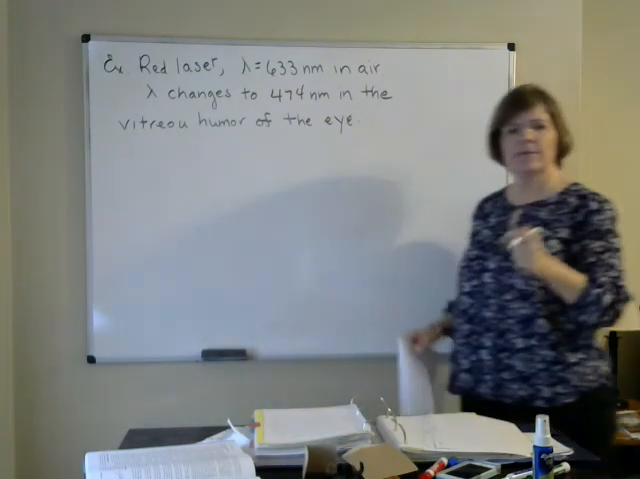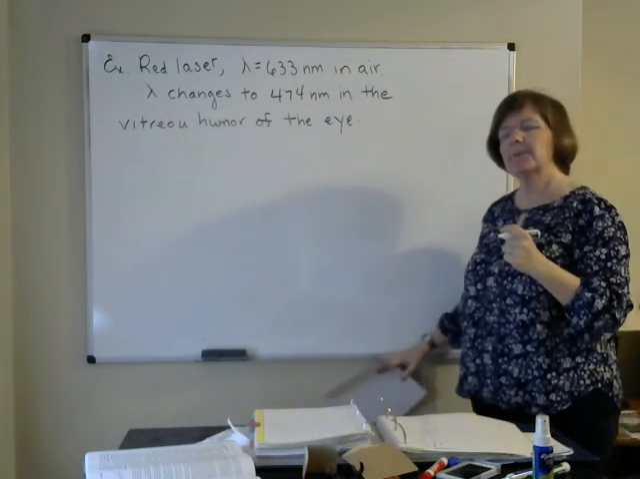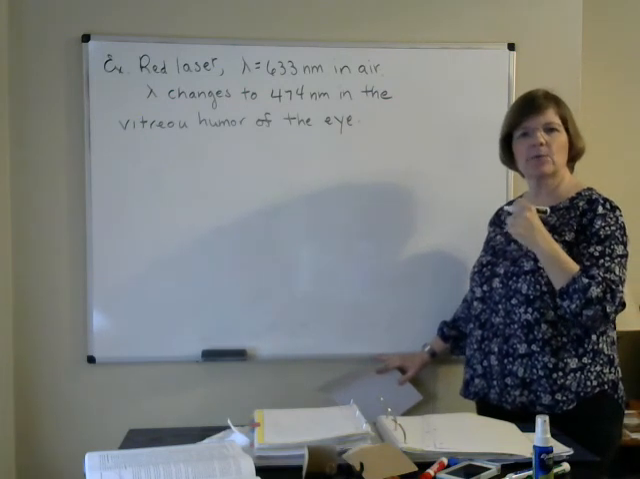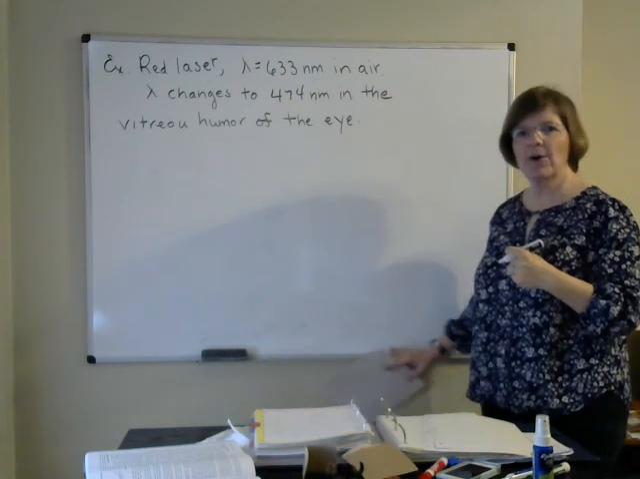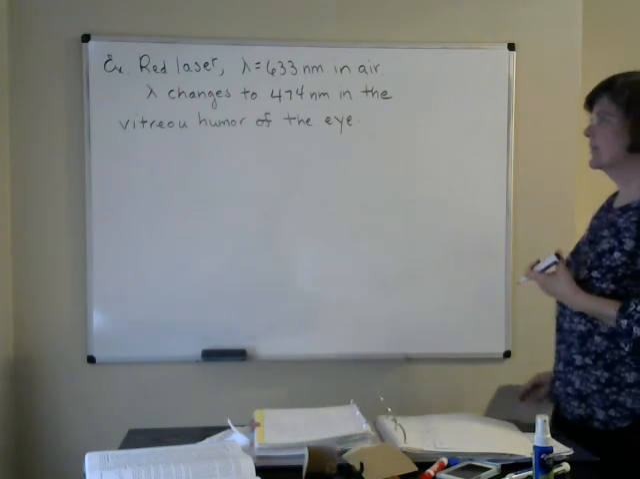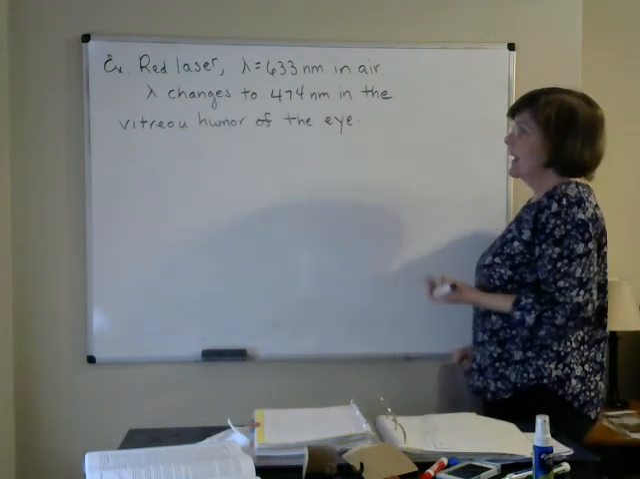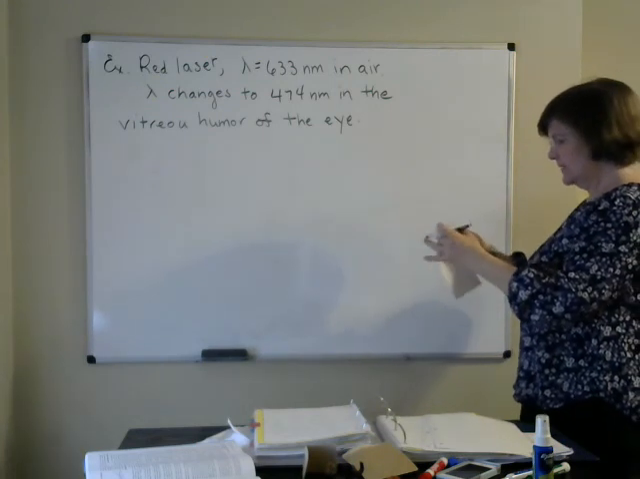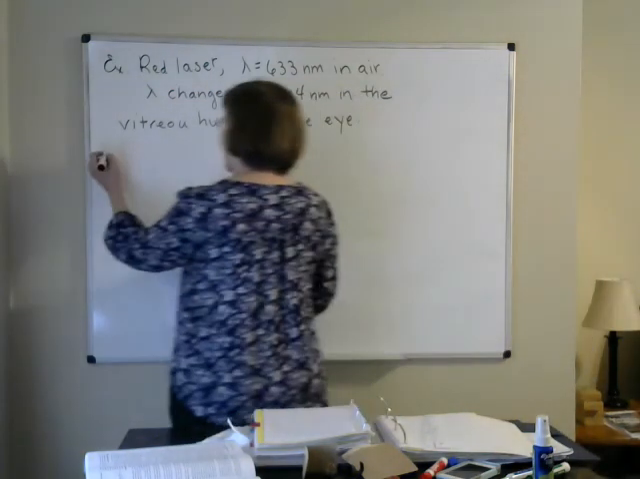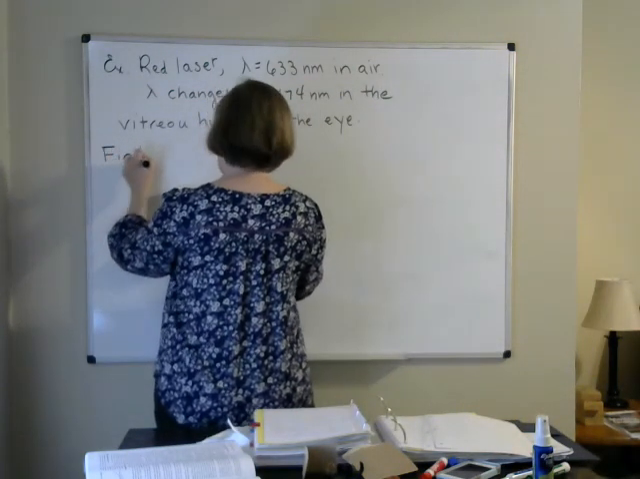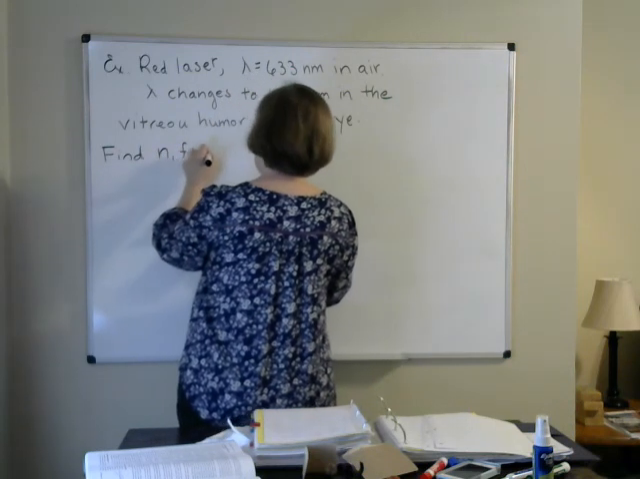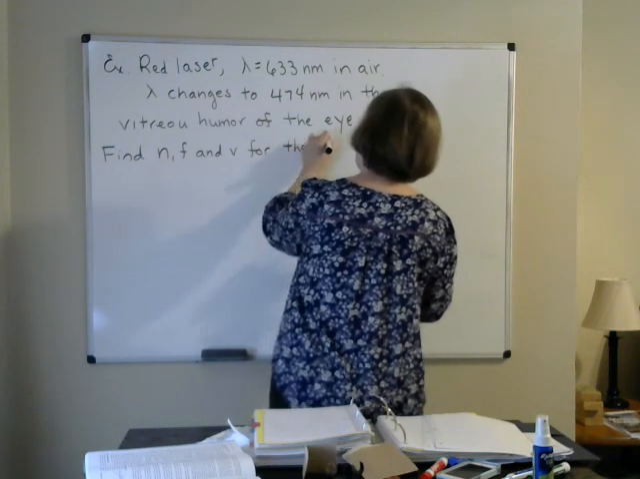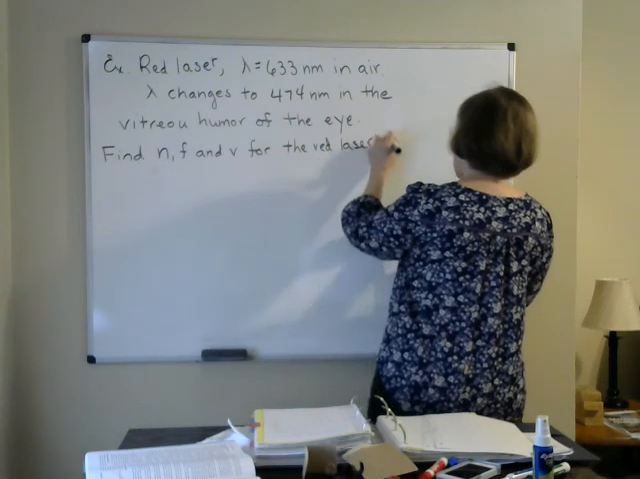Now, you may not know what the vitreous humor of the eye is, but it's basically the jelly-like fluid inside of your eyeball that helps keep your eyeball nice and round. If you were to poke a hole in your eyeball, and don't do that, it's full of this jelly-type liquid called the vitreous humor. And that changes the wavelength of the light. The question wants us to find quite a few things. It says to find N, F, and V for the red laser in the eye.